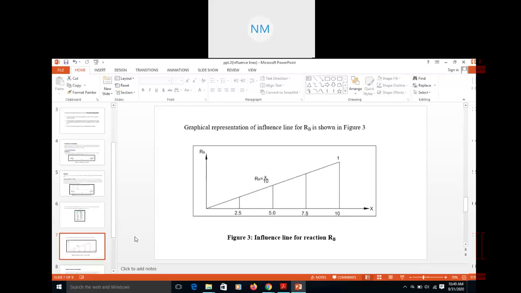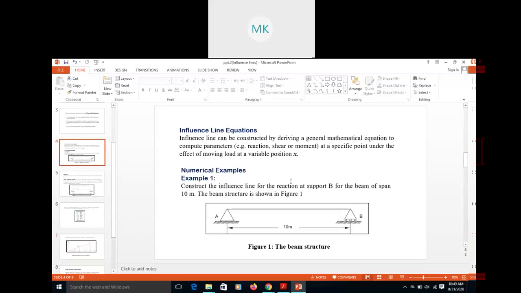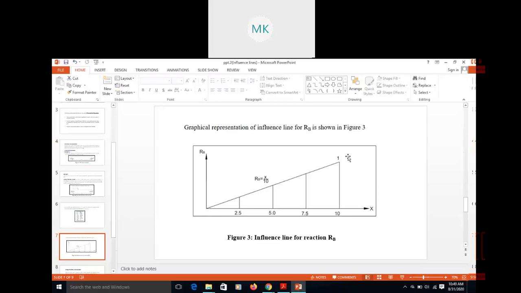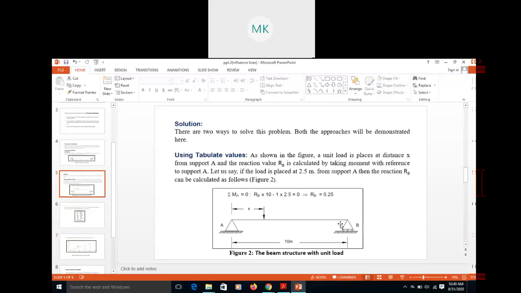All of you, please go through this once. I am repeating again, please check. This is your line, this is your beam AB. We need to construct the influence line for support B. This is your influence line diagram for the reaction at B. For that, we first need to calculate this reaction RB, considering different distances from 0 to 10.